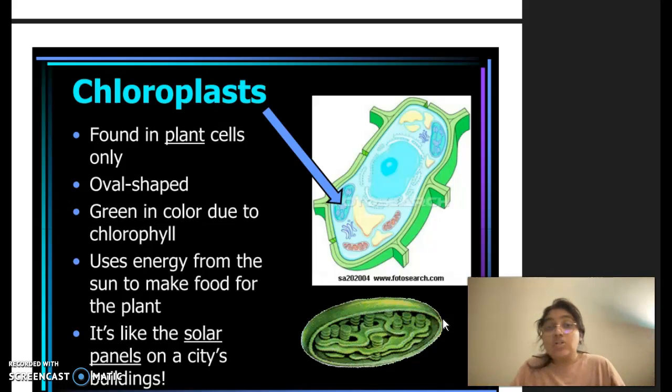And that is all that we learned about. These are the different types of cell organelles that we learned about.